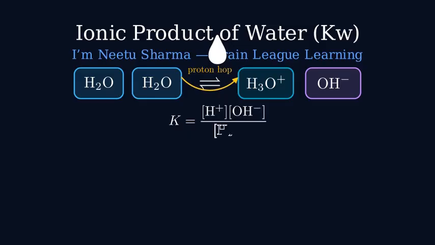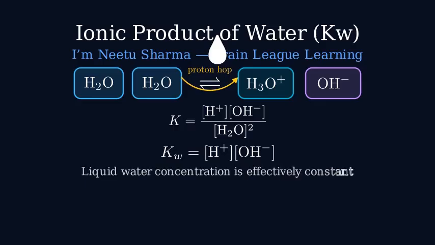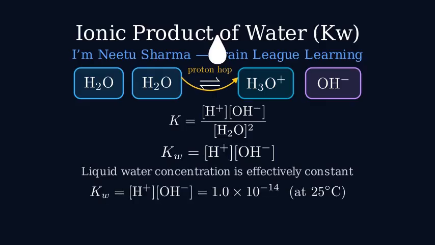The equilibrium constant for this reaction can be written as K equals the product of [H+] times [OH-] divided by [H2O] squared. Because liquid water's concentration is essentially constant, we fold it into K and define Kw equals [H+] times [OH-] at 25 degrees Celsius. Experiments show that Kw equals 1.0 times 10 to the negative 14. That means [H+] times [OH-] equals 10 to the negative 14 molar squared.